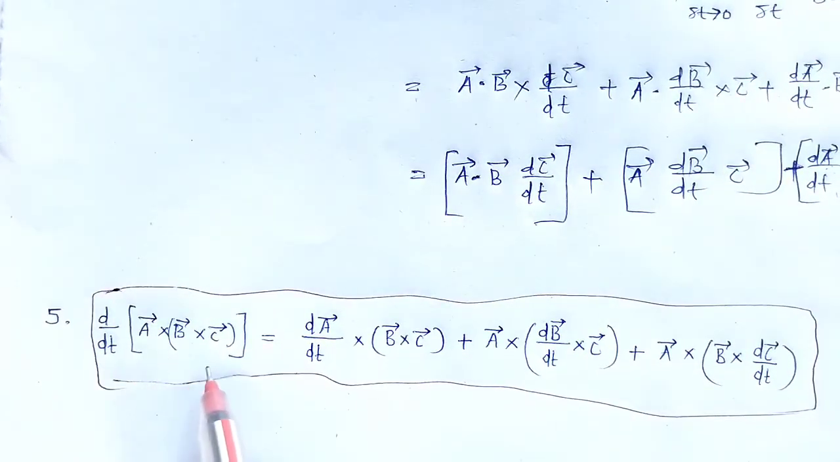Now the vector triple product result: d/dt of a × (b × c) is da/dt × (b × c) plus a × (db/dt × c) plus a × (b × dc/dt).